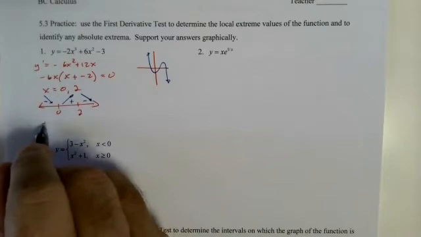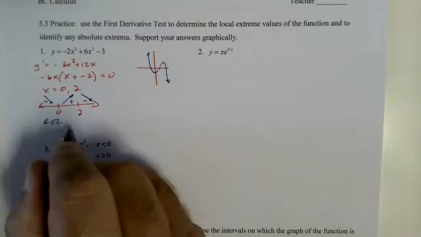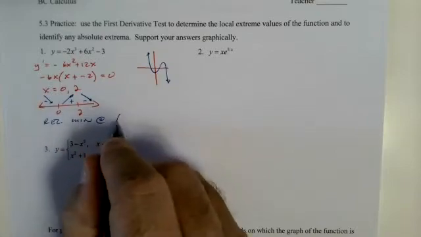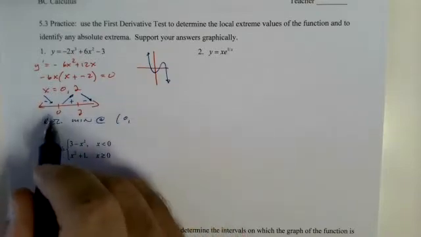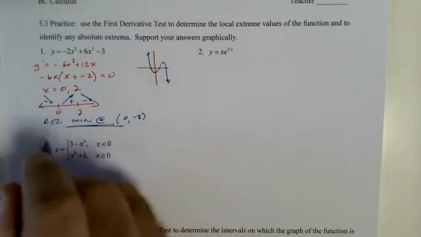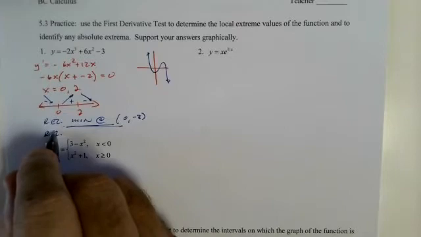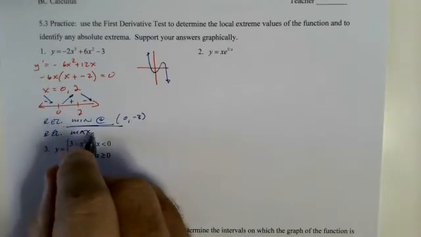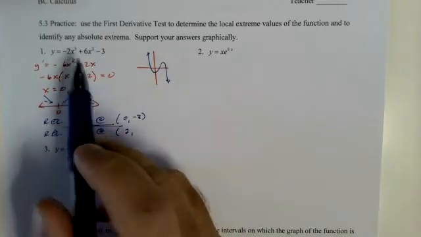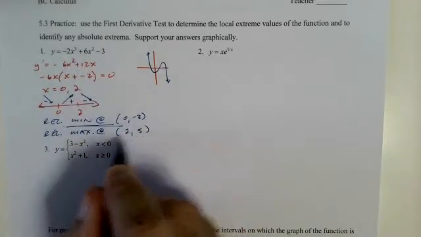So relative min at 0, plug it back in, -3. Relative max at 2, plug it in, 5.